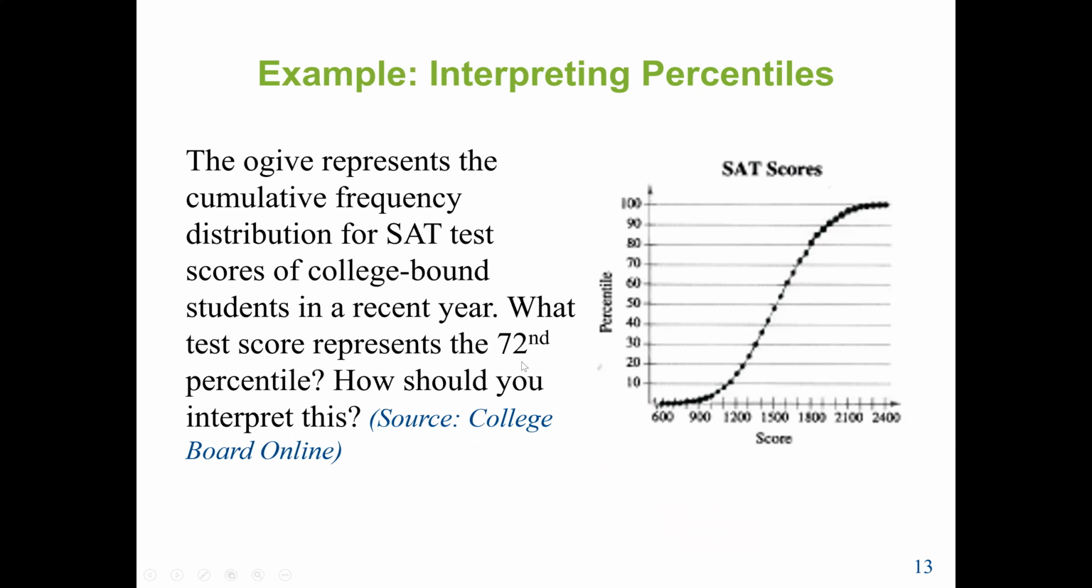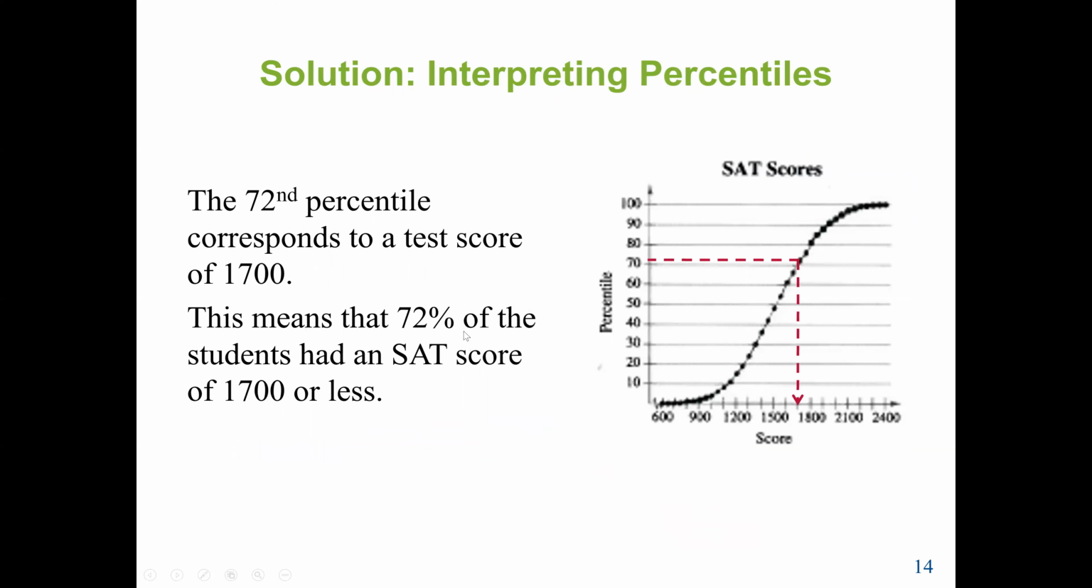So this represents again the 72nd percentile. Here we can say that this is our data set, and based on the data set, this is the graph we get. So the 72nd percentile means we have a score. The score will be almost 1,700. So we can say the 72nd percentile corresponds to a test score of 1,700.